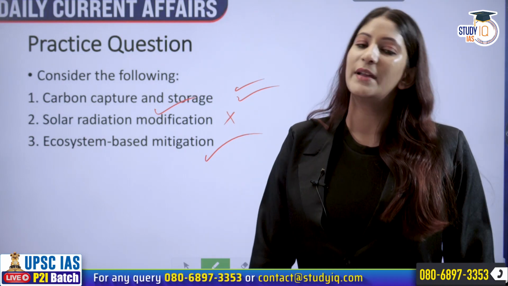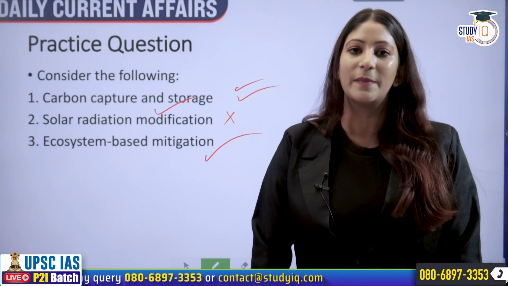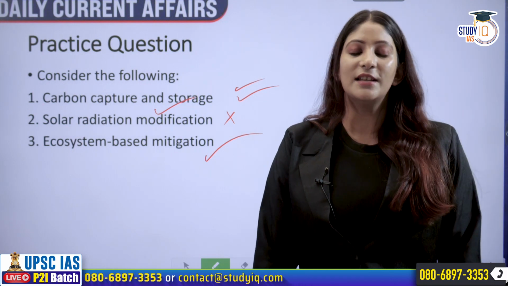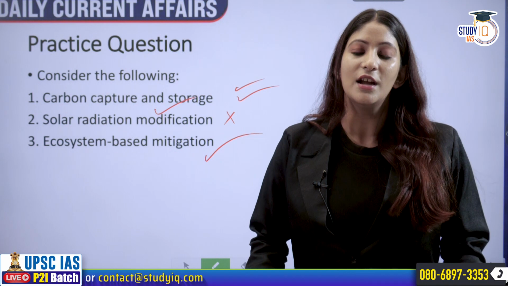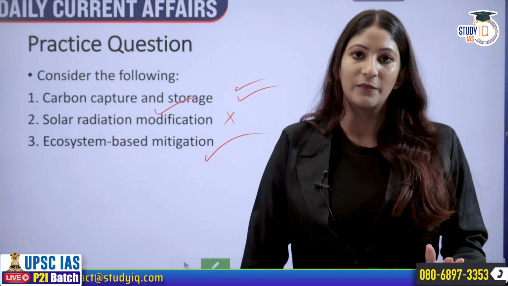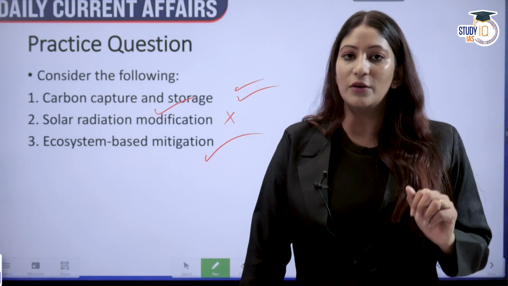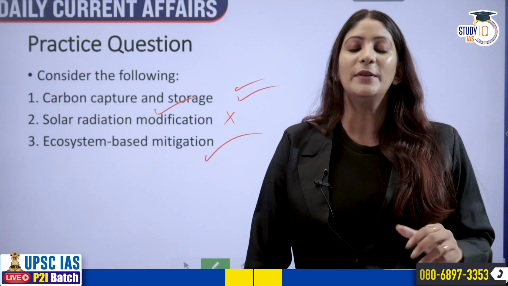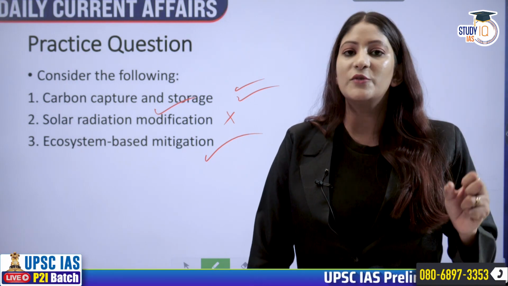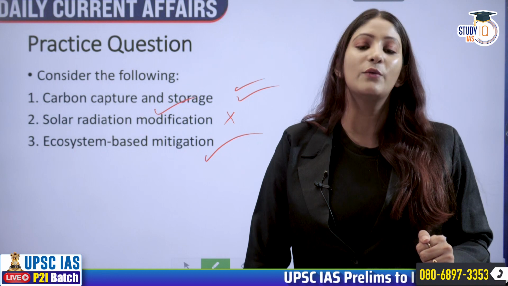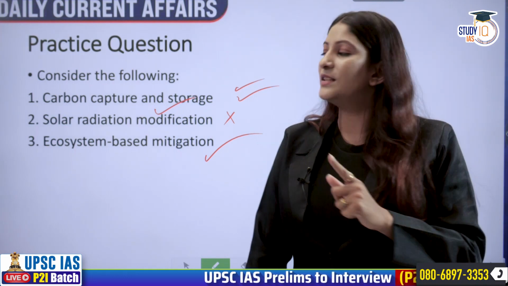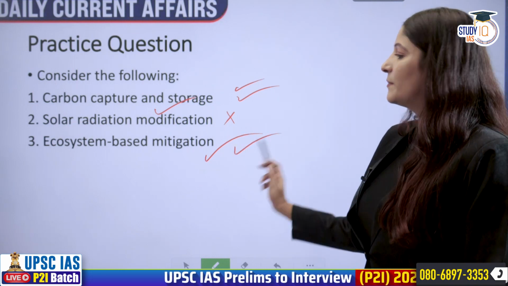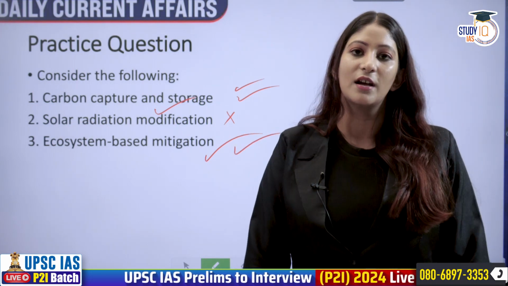Then ecosystem based mitigation, yes, this is a nature based solution. A nature based solution is one in which I use the ecosystem to help sequester carbon. For example, if I plant a lot of trees, those trees will capture or sequester the carbon. Sequester means to capture it and keep it within themselves. So this is, of course, a nature based solution for removing excessive carbon.